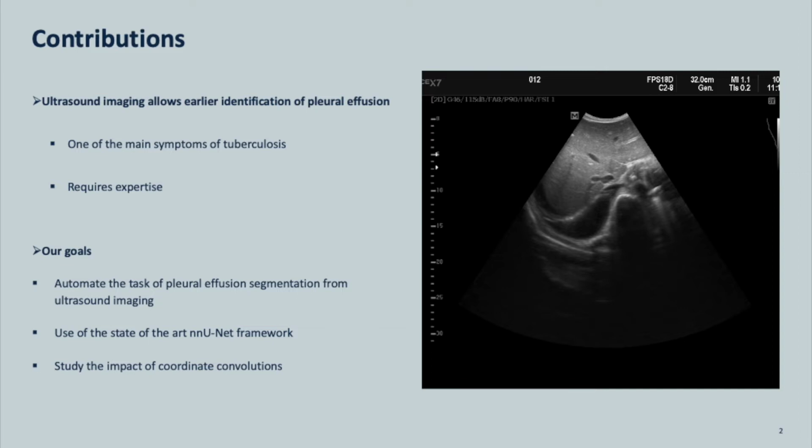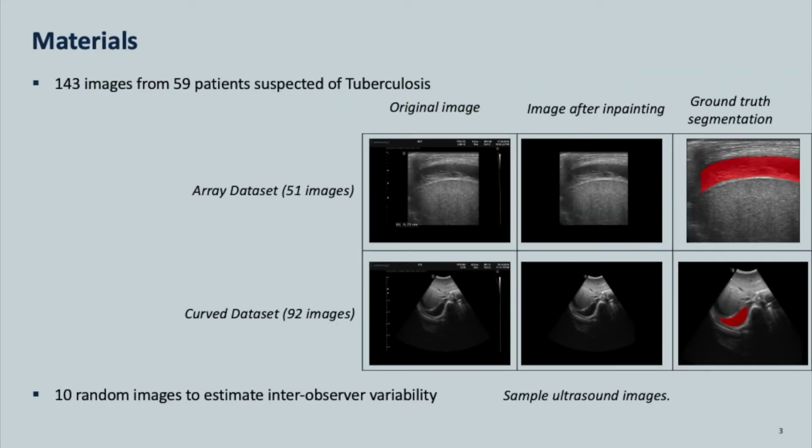So the primary goal of our work is to demonstrate the feasibility of deep learning methods to tackle the pleural effusion segmentation task. Our first contribution is using the state-of-the-art nnU-Net deep learning model to address this task, and our second contribution is to investigate the use of spatial context information by extending the nnU-Net model to use coordinate convolution.